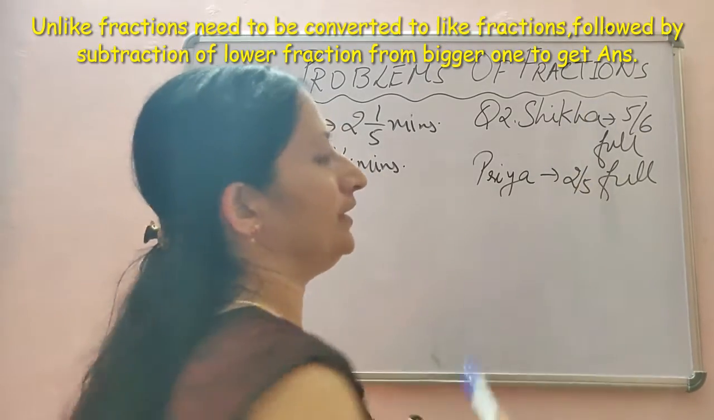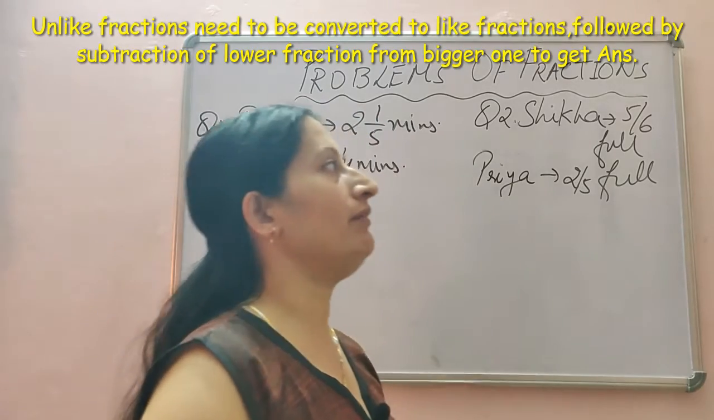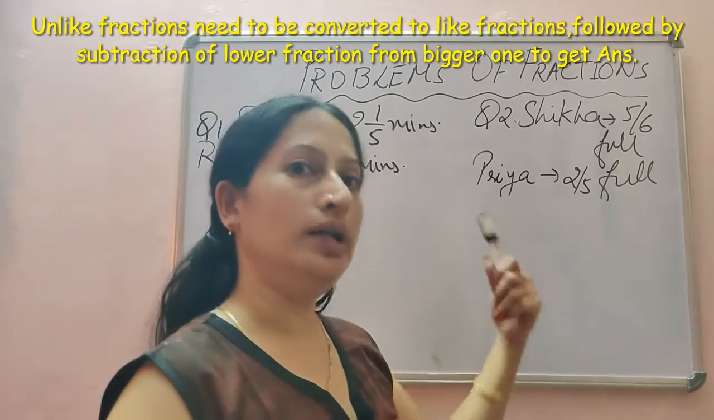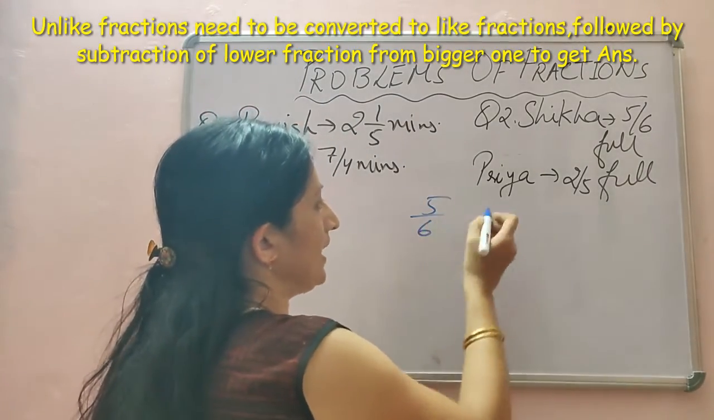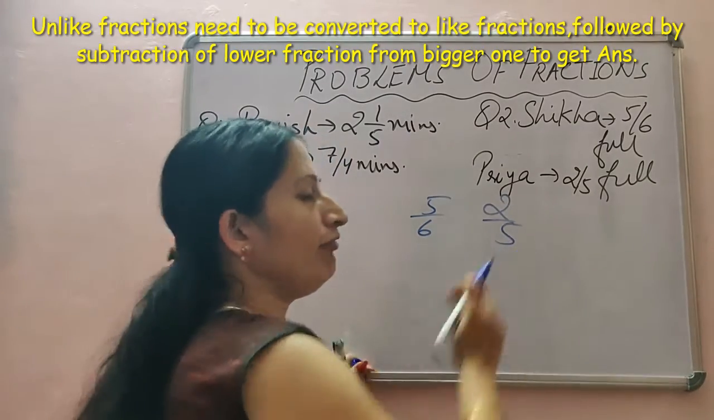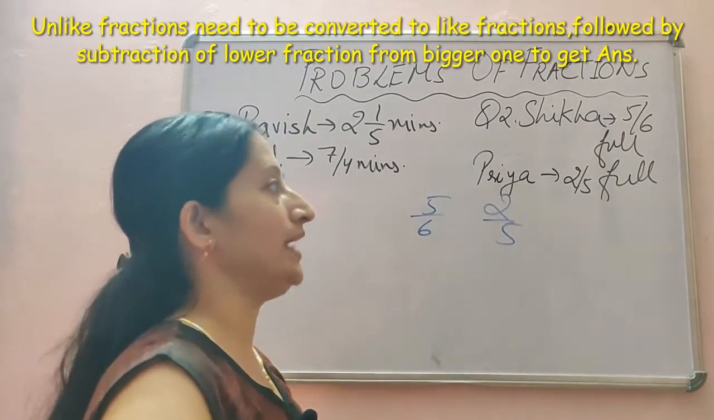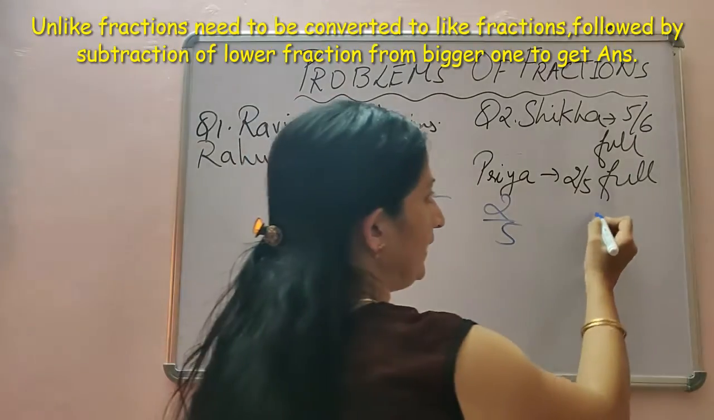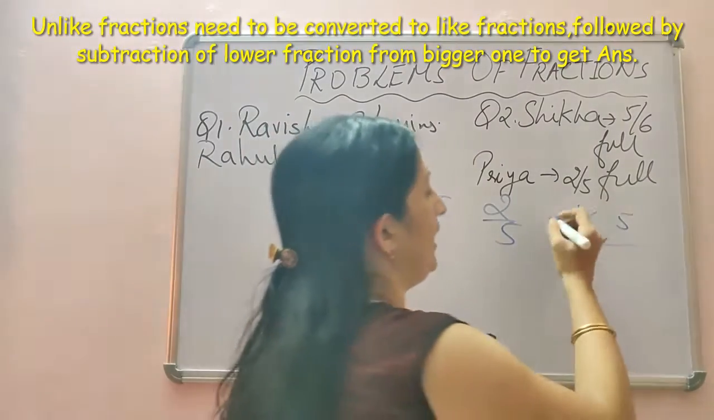Shikha's shelf is 5 by 6 full. Like in the previous sum, we will convert these unlike fractions into like fractions. We have 5 by 6 and the other fraction, 2 by 5. 6 and 5 are different denominators, so we will make them the same denominator so that we can compare them. We will take the LCM of 6 and 5 in the similar manner as we did before.